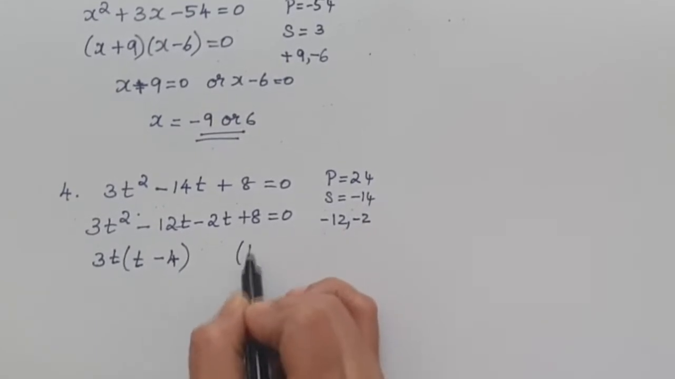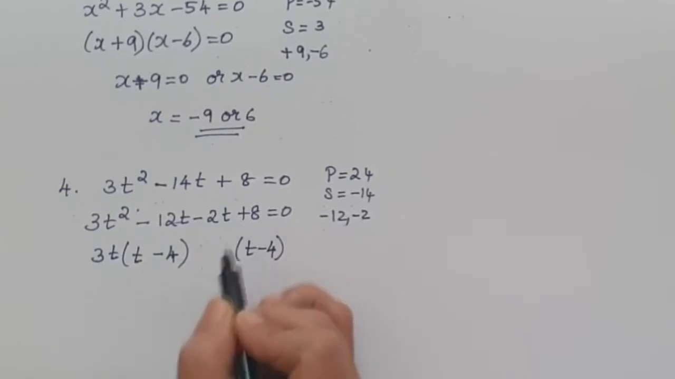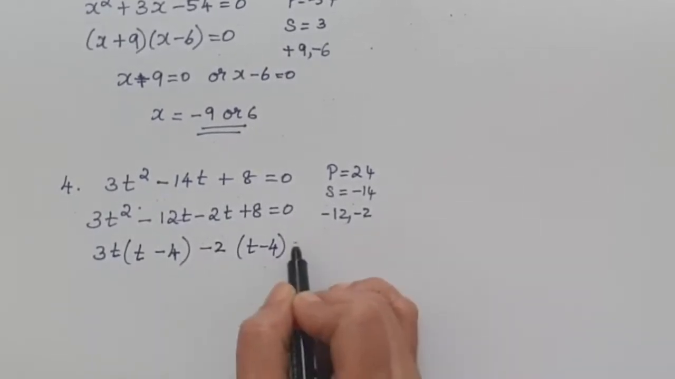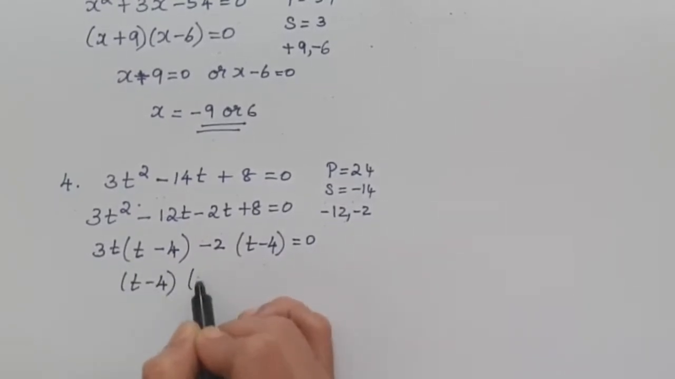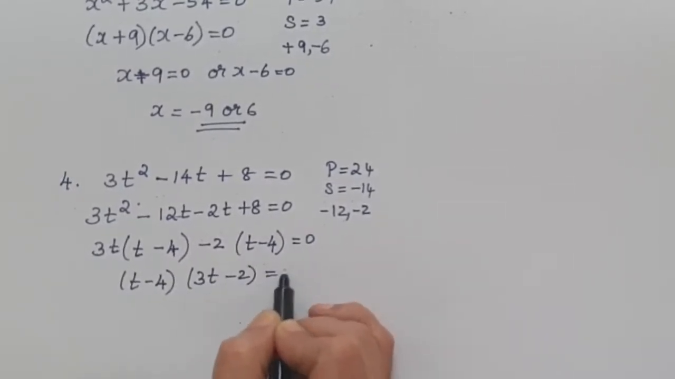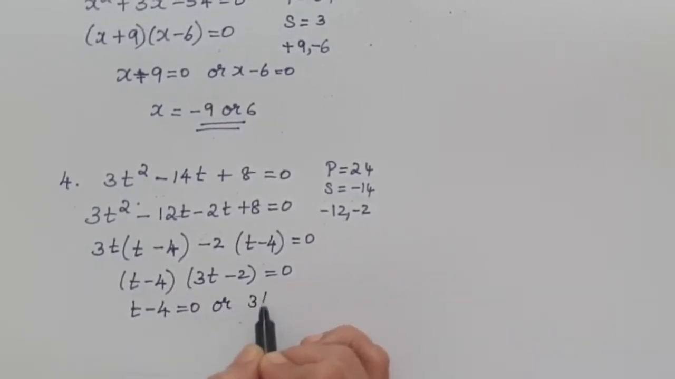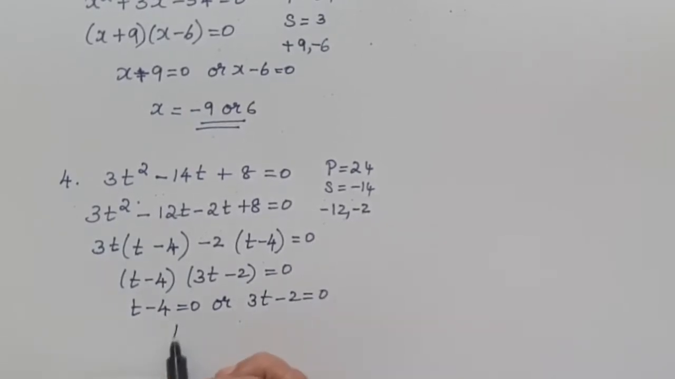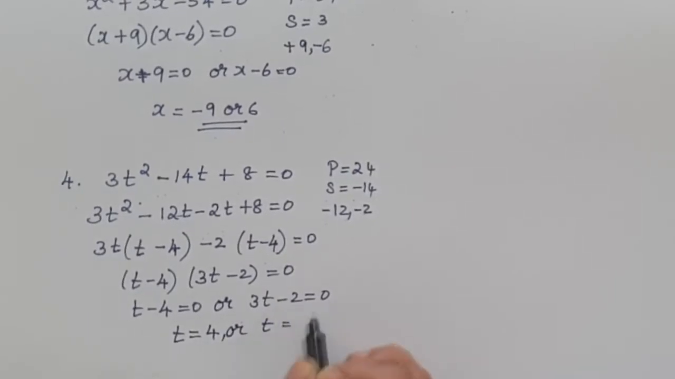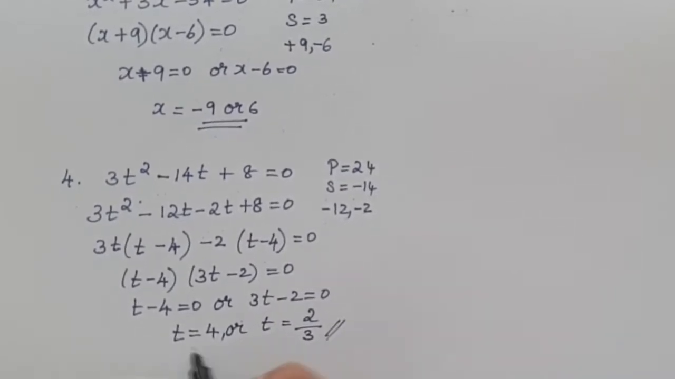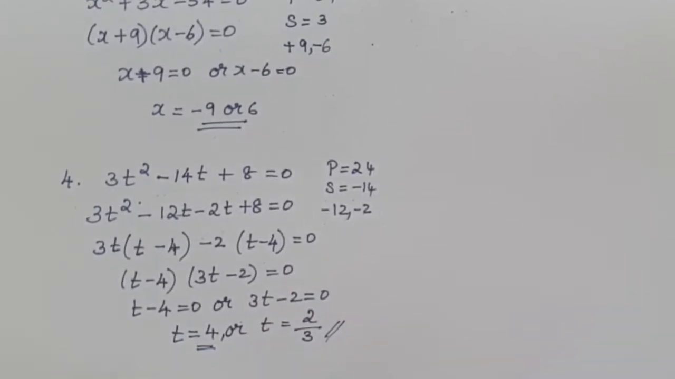Now whatever is in the bracket, write it over here. And then see which number you have to multiply in order to get this. So you have to multiply by a negative 2. So that will be equal to 0. Now t minus 4 is common. So it will be 3t minus 2 equal to 0. So either t minus 4 equal to 0 or 3t minus 2 equal to 0. So t will be equal to 4 or t will be equal to 2 over 3. So these are the two answers.